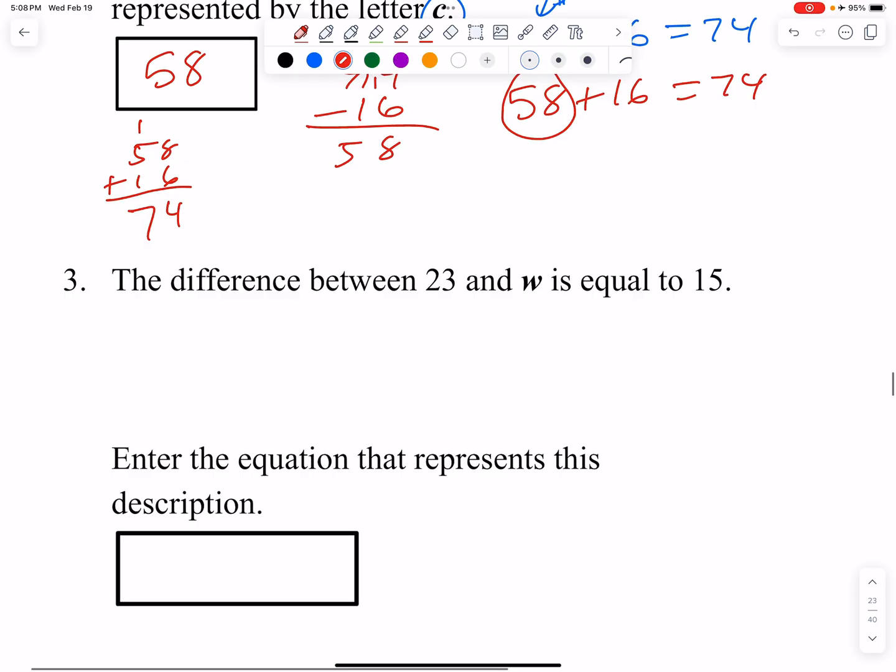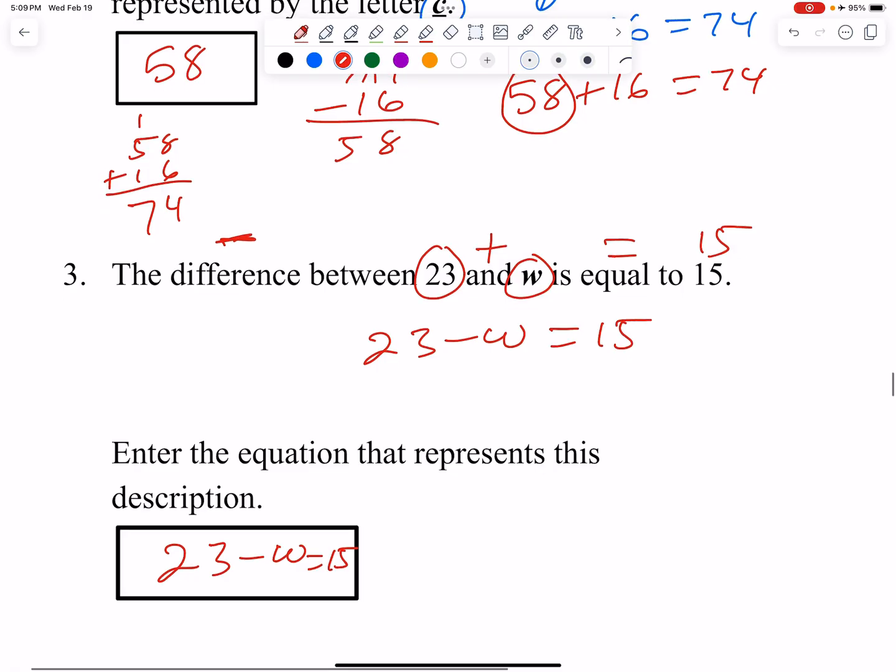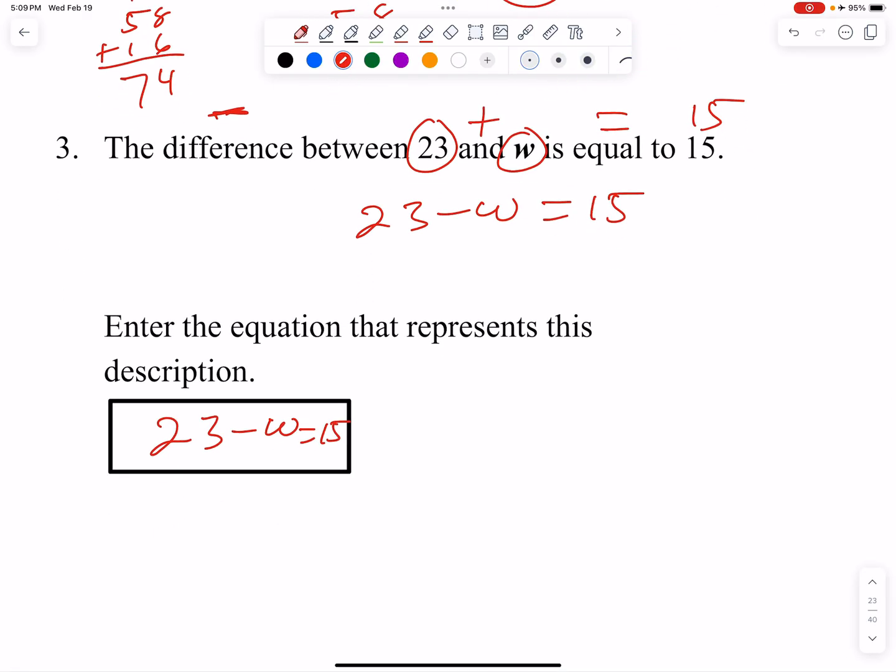So this is in order. Look, I got 23 and W. And difference means minus. W is equal to 15. So this is where it gets a little weird. So should it be a plus or a minus? What's the difference? So it's supposed to be 23 minus W is equal to 15. And this one has to be written exactly like this. Okay? Because it is in order. You can't switch the W and the 23. It's not going to work.